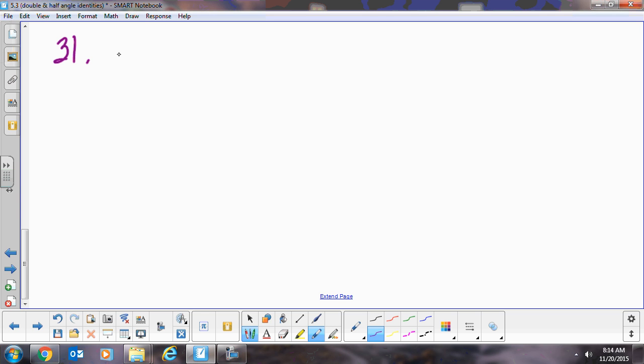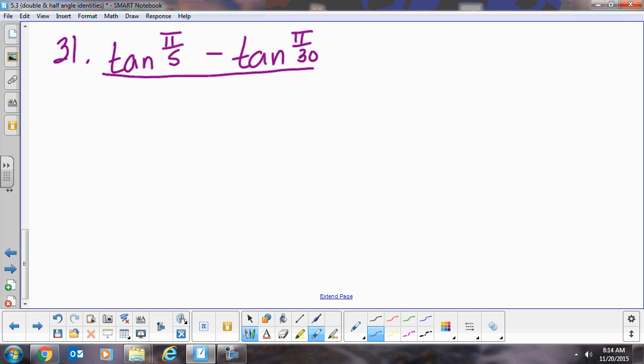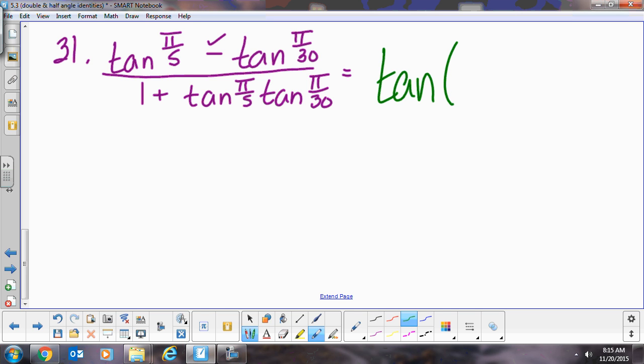31 had tan pi over 5 minus tan pi over 30, all over 1 plus tan pi over 5 tan pi over 30. You with me? Okay, this is working backwards because the subtraction in the numerator tells you that it's the tan of the difference. So we have to do pi over 5 minus pi over 30. What's my common denominator?